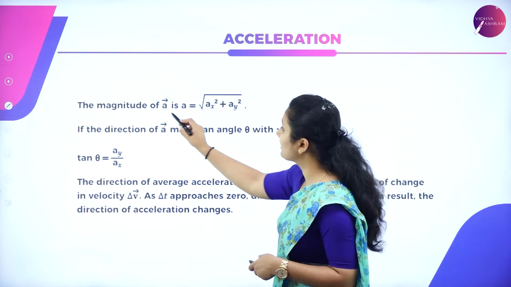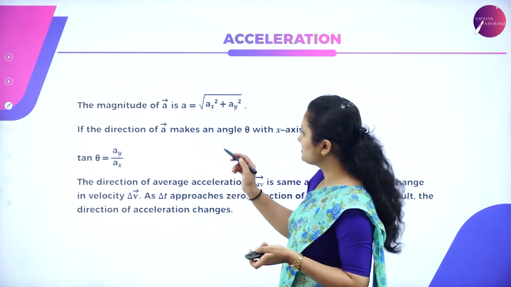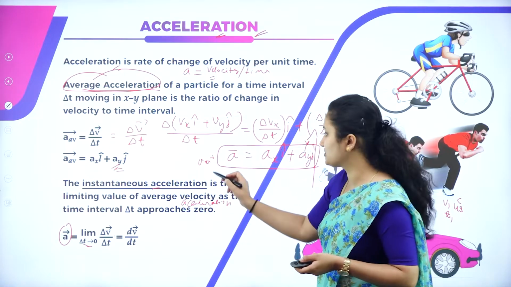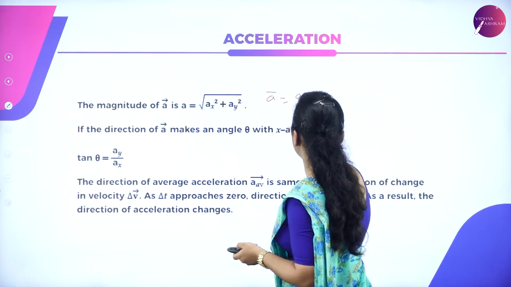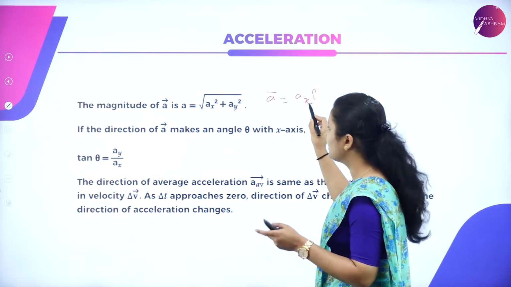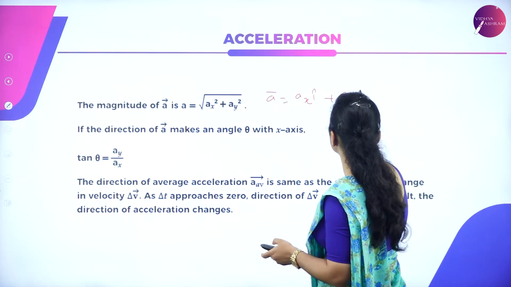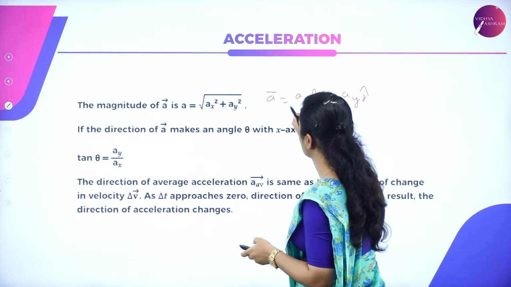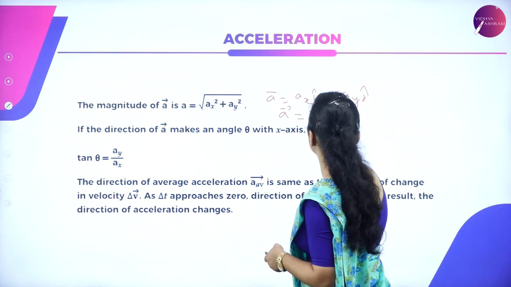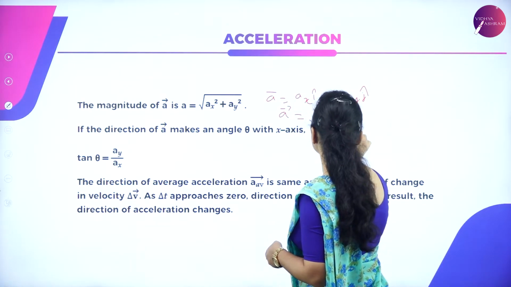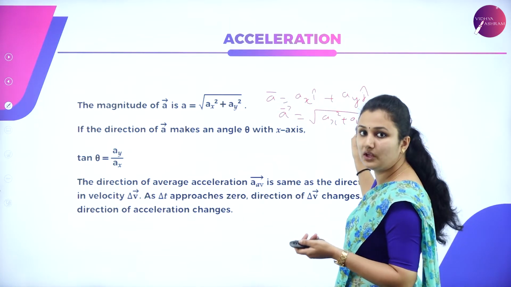How do you calculate the magnitude of acceleration a now? How did you calculate the magnitude of velocity? Similarly, using this equation, that is a_x, acceleration along the x-axis, into i cap plus acceleration of the body along the y-axis, a_y, into j cap unit vector. Squaring this, you get the magnitude: a is equal to root of a_x square plus a_y square. In terms of velocity, we had v_x square plus v_y square.